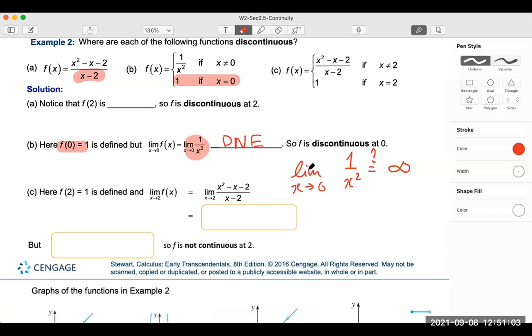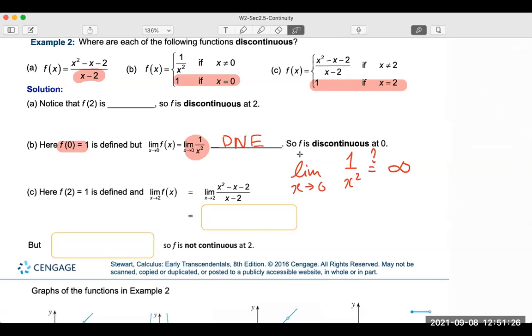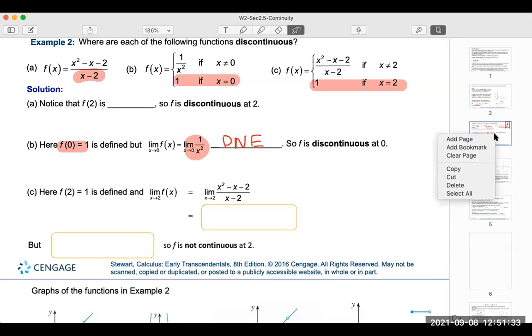Okay. How about the third one? They say that f at 2 is equal to 1. We know this because it is given right here, in the branch function. And the limit of this guy, how can we compute it? Can we substitute 2 here directly?